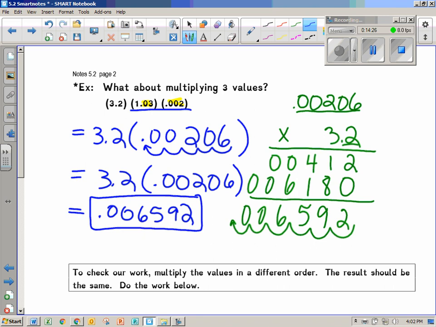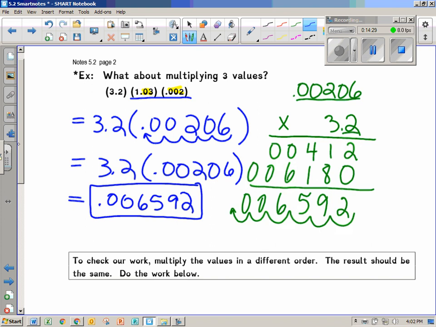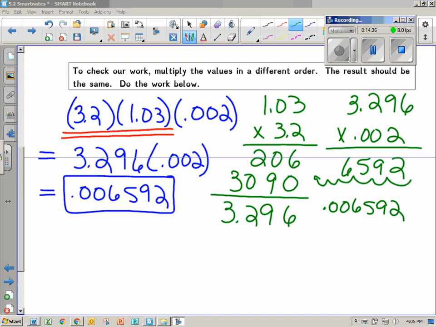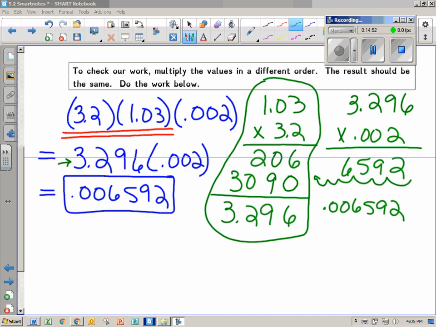So now we'll do it one more time down here. In fact, I suggest you stop the video and try it down below one more time in a different order. So do that. Okay, so I multiplied the first 2 together this time. I showed my work right here. And I just filled in over here the result, 3.296. Brought down my 0.002. And then I've shown that multiplication over here.